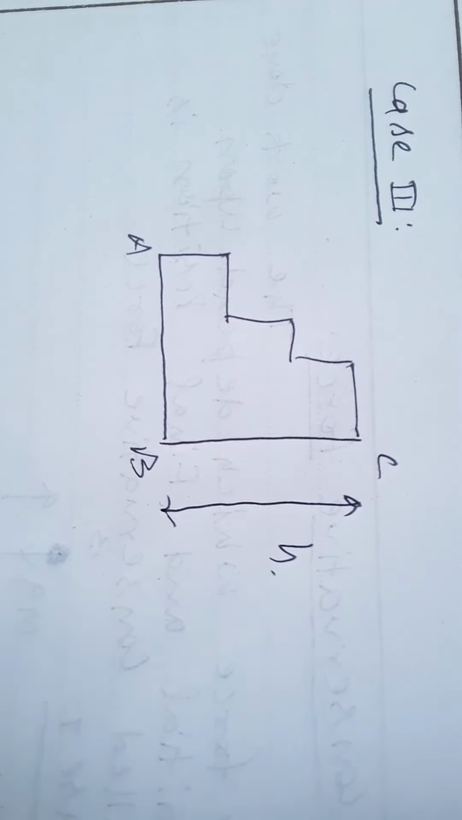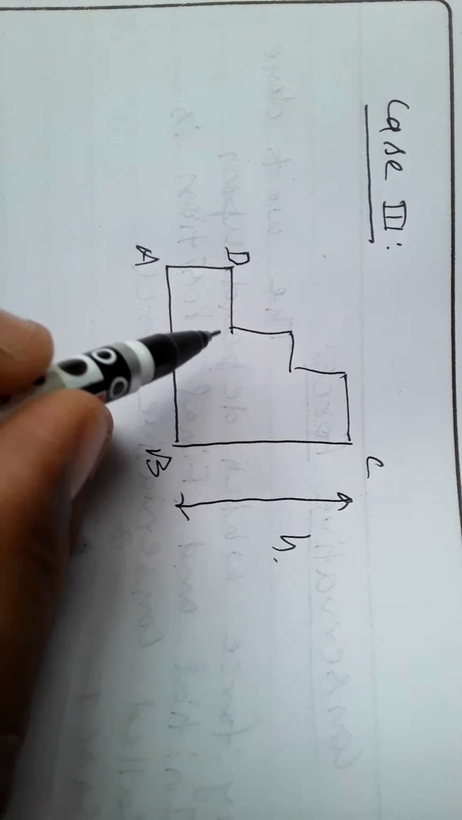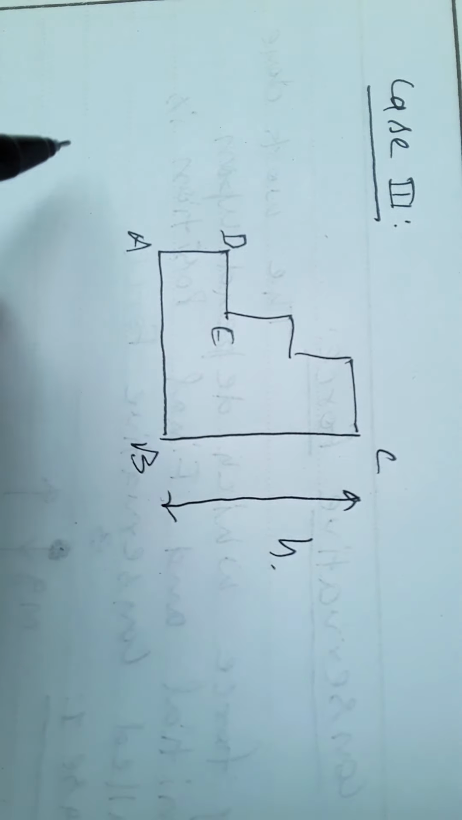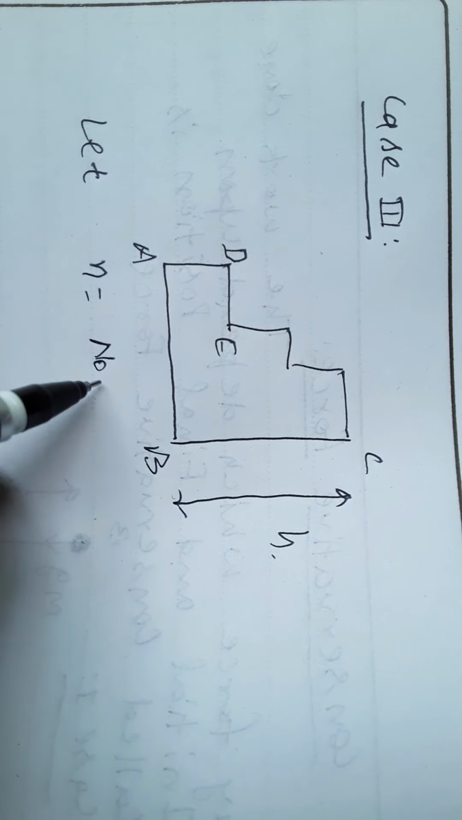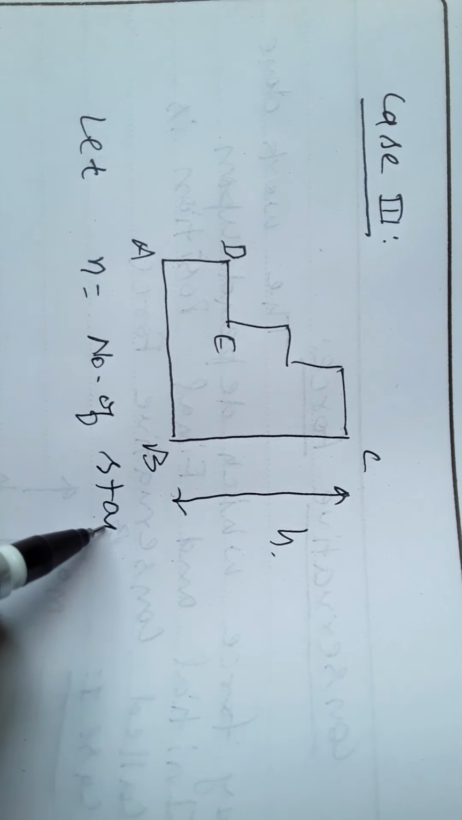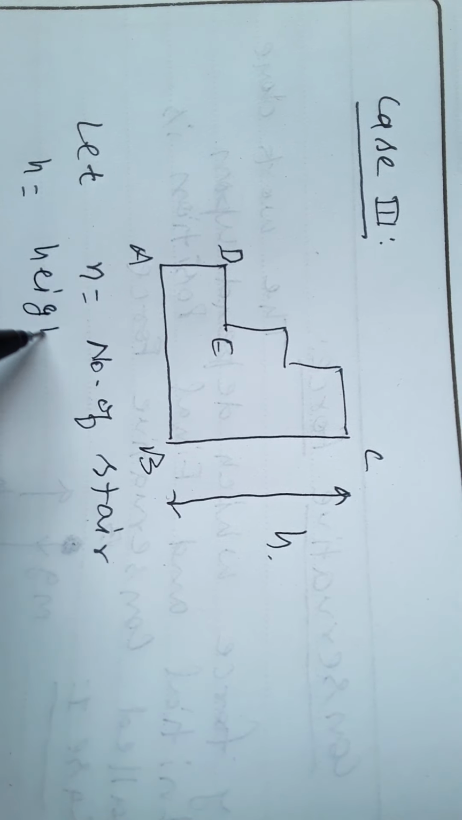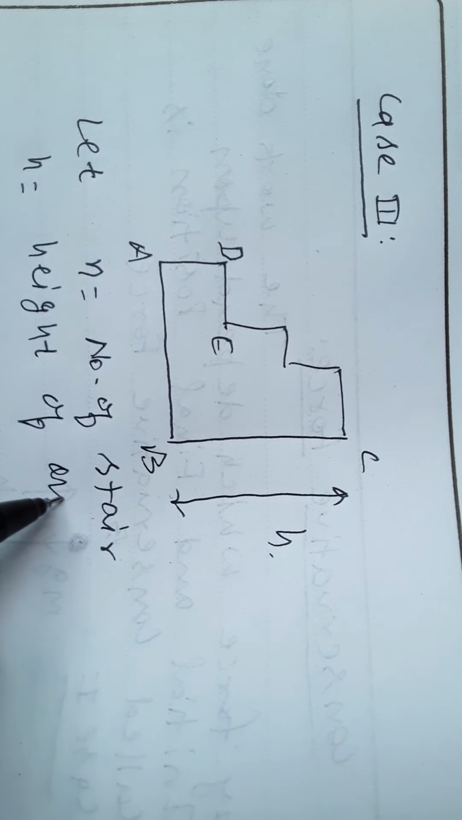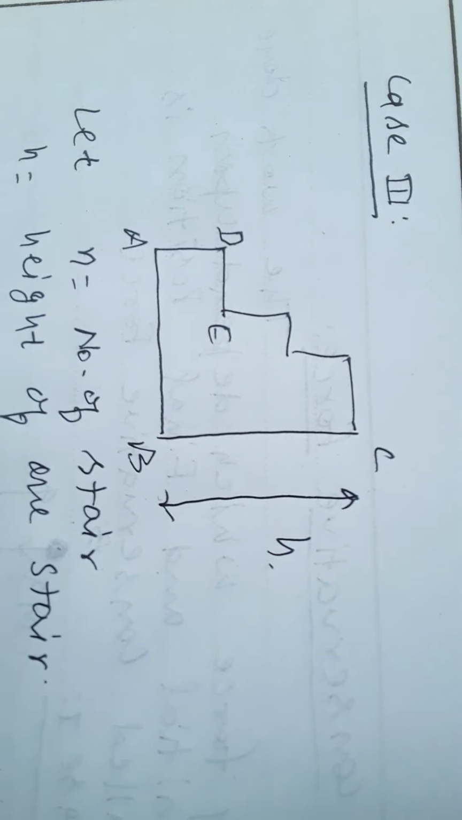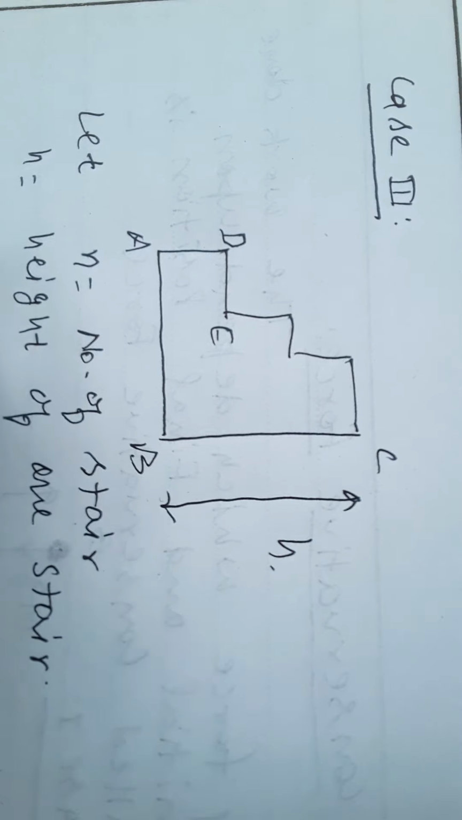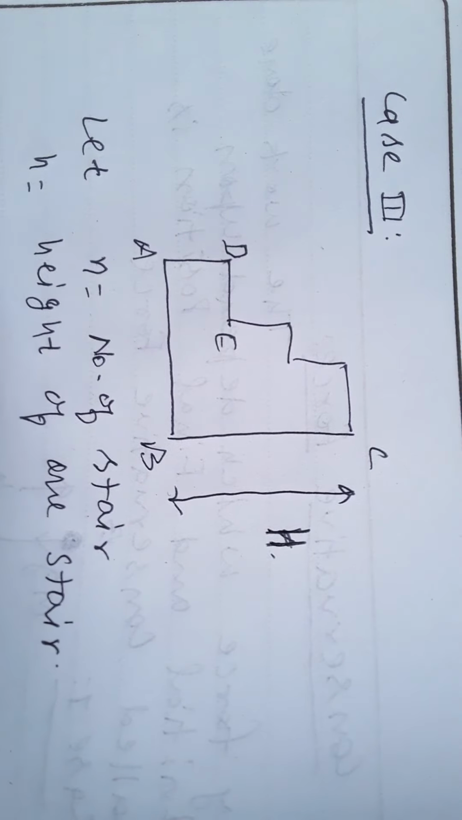Now the third case, when the body is moving on a stair-like path. This is point D, this is point E. Let n be the number of stairs, let small h be the height of one stair, then total height we can write as h equals n into h.